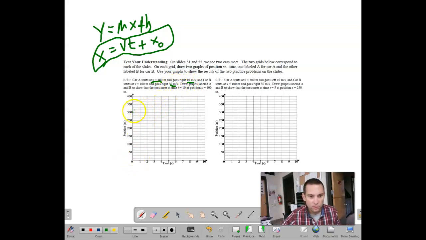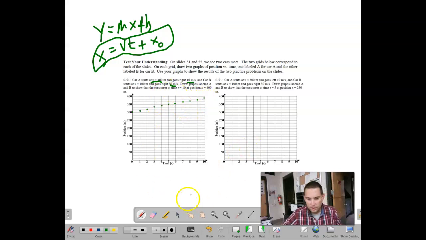So we're going to go up 10. What is this? 1, 2, 3, 4, 5. Okay. So we're going to go up 10 and over 1 second. So right there. Up 10 and over 1. Please take better care to graph this. Up 10 and over 1, repeating that for each point.